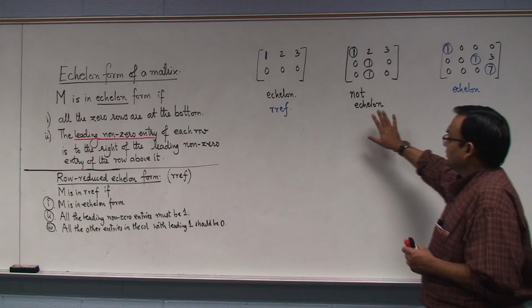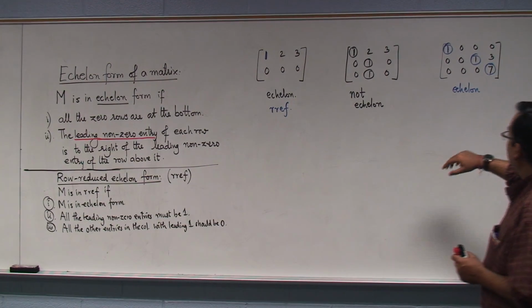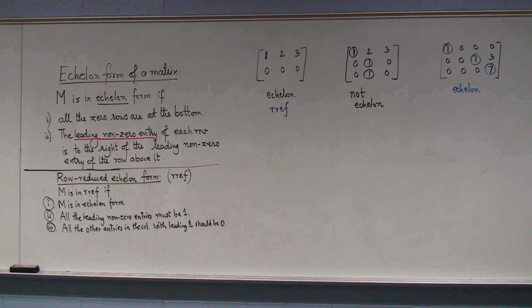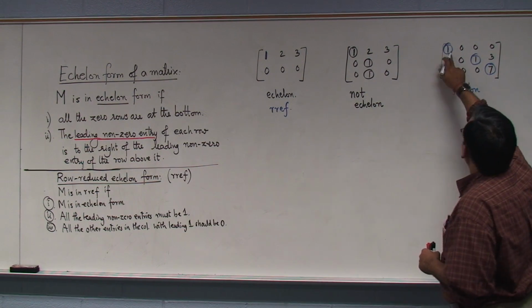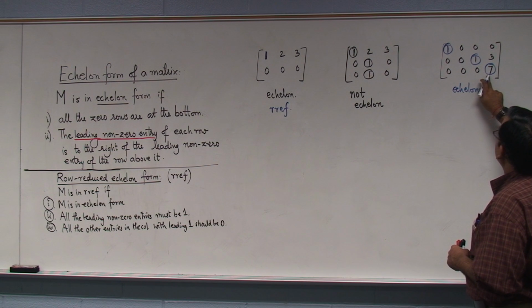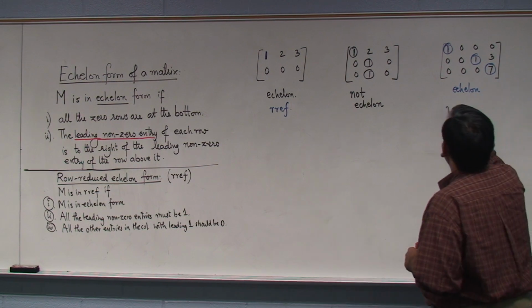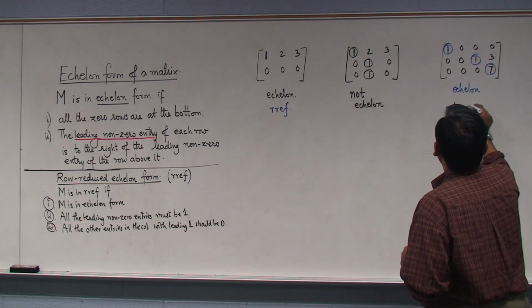Let's talk about this one. Well, if it is not echelon, it can't be row-reduced echelon form. What about this one? All the leading non-zero entries must be 1. Well, out here, this is the leading non-zero entry, which is not 1. Hence, it is not in the row-reduced echelon form.